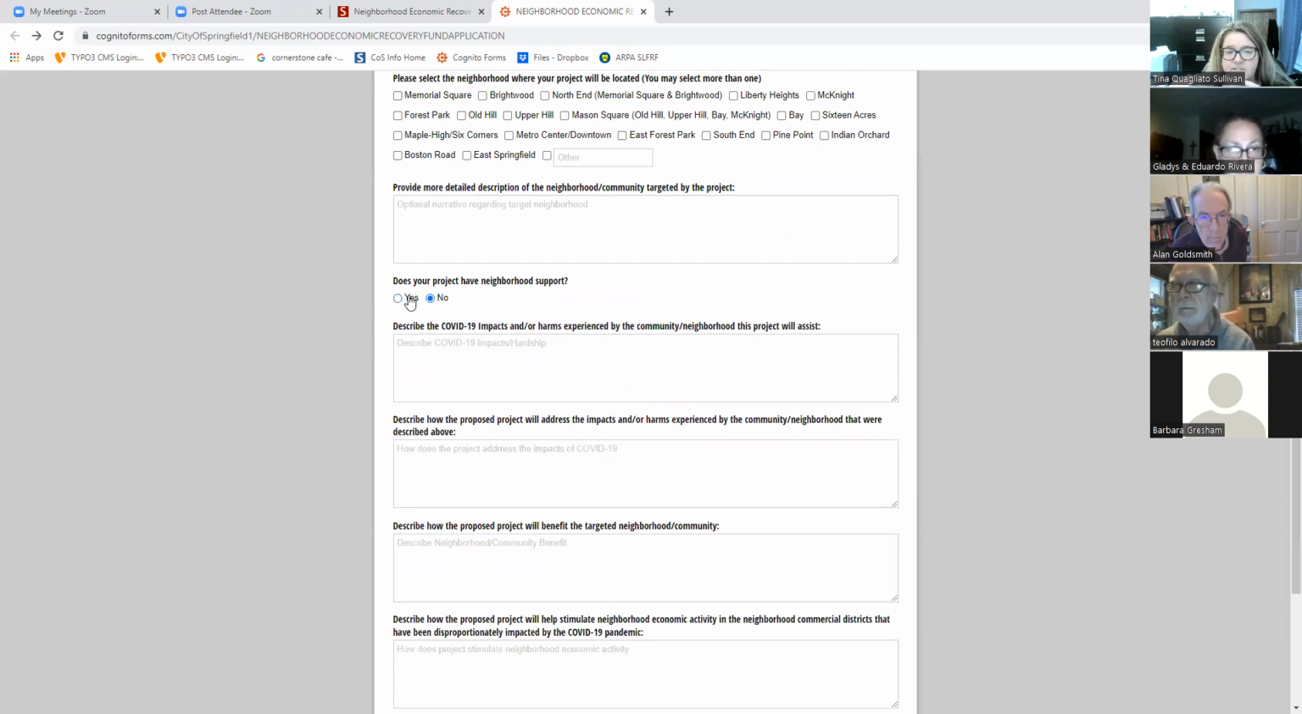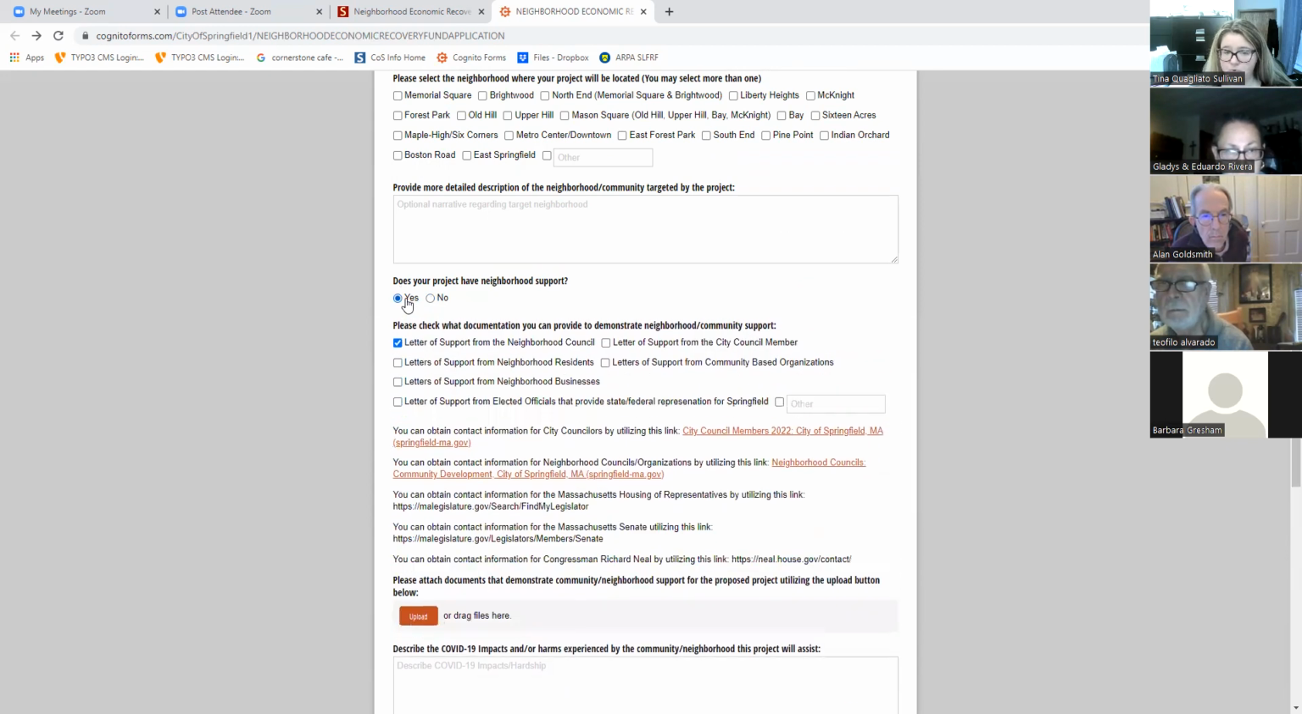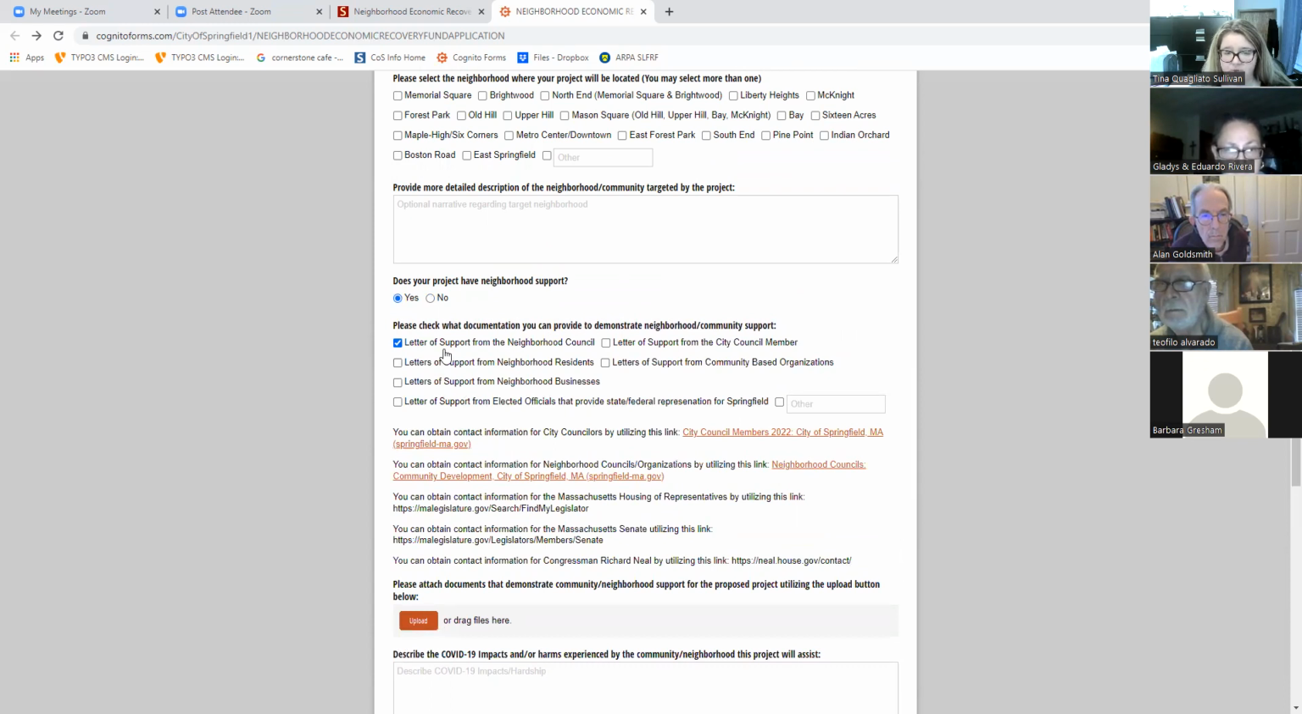So the next question is, does your project have neighborhood support? If you click no here, you are not going to get funded. So you want to click yes, and then you want to tell us how you're demonstrating that you have that neighborhood support. So I went over this before. Letter of support from the neighborhood council, letter of support from city council members, from neighborhood residents, from community-based organizations, from neighborhood businesses, or from your elected officials. You do not have to get all of these. You need to at least show us one.